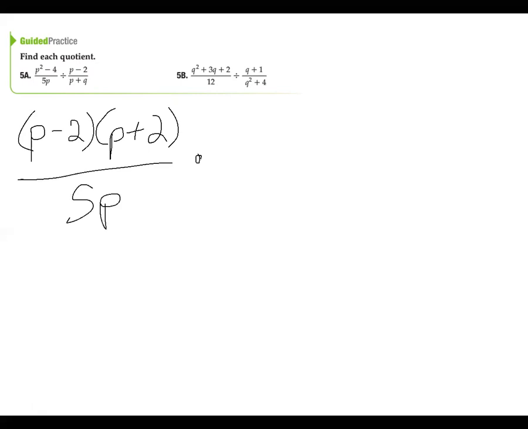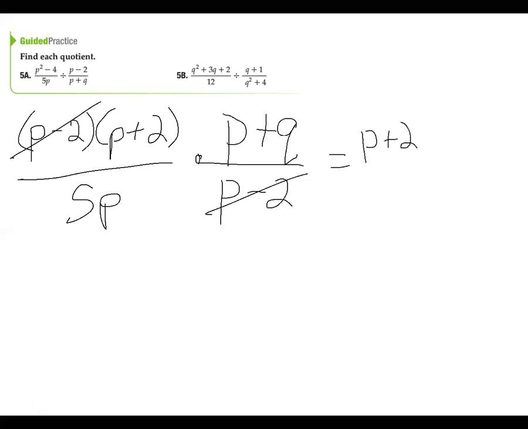Okay, here's a couple for you to try. Go ahead and pause the video. All right, we're back. So the first one is difference of squares. So (p - 2)(p + 2) all over p, or 5p, times (p + q) over (p - 2). So the p minus 2's would cancel. There's no other common factors, so you have (p + 2)(p + q) all over 5p.